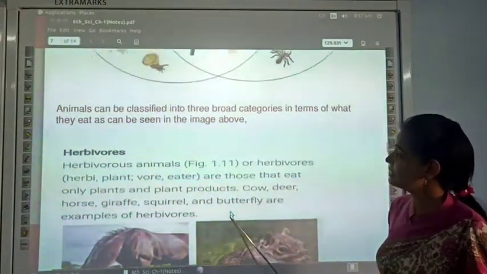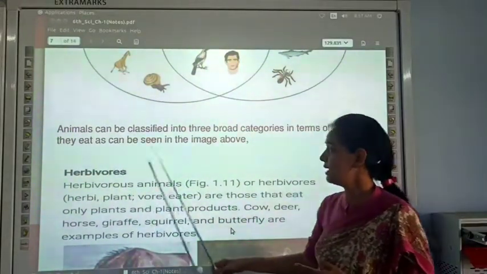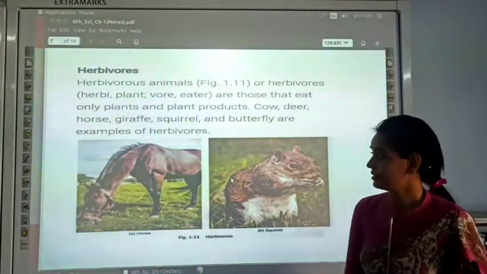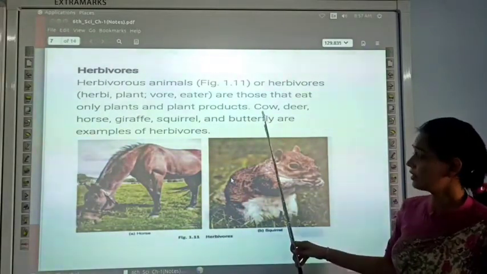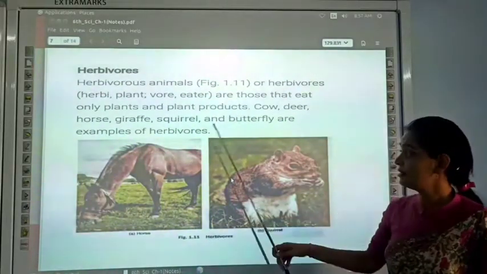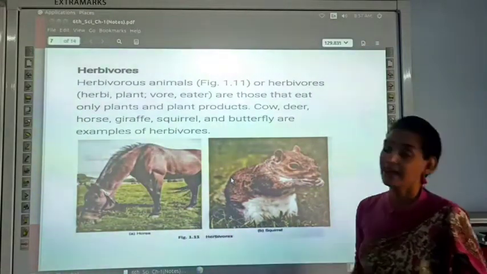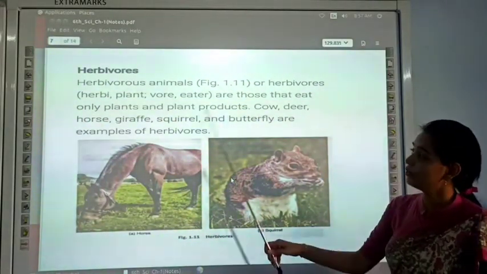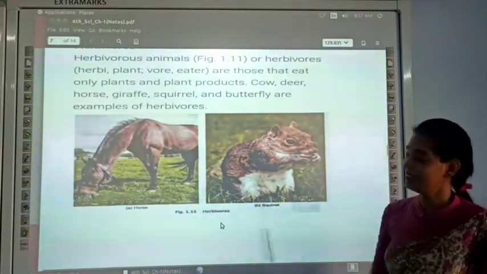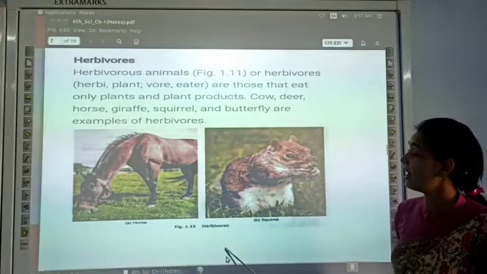So animals can be classified mainly into three broad categories in terms of what they feed on, as can be seen in the images above. Okay, herbivores. In herbivores, there are cow, deer, horse, giraffe, squirrel, gilhari, and the butterfly. These are examples of the herbivores which can eat only the plant product. So you can see here, that is the squirrel and that is the horse. These, and the giraffe also, come in the herbivore group.